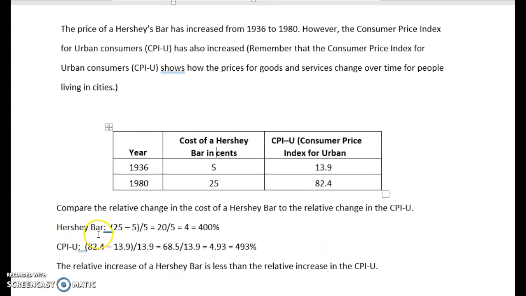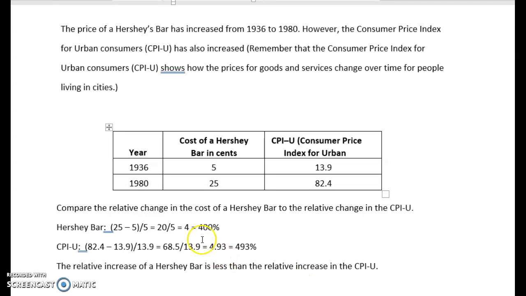All right, so your calculation for the Hershey bar, we have the newer value, which is the 1980 value, minus the old value, 5. It's 25 minus 5 divided by 5. So that gives us 20 divided by 5, which is 4. Now this 4 is a decimal. We're going to change that to a percent, and that would be equivalent to 400%. The CPI over the same 2 years, 82.4 minus 13.9, and then divide that by 13.9. That gives you 68.5 divided by 13.9, which is 4.93, or 493%.